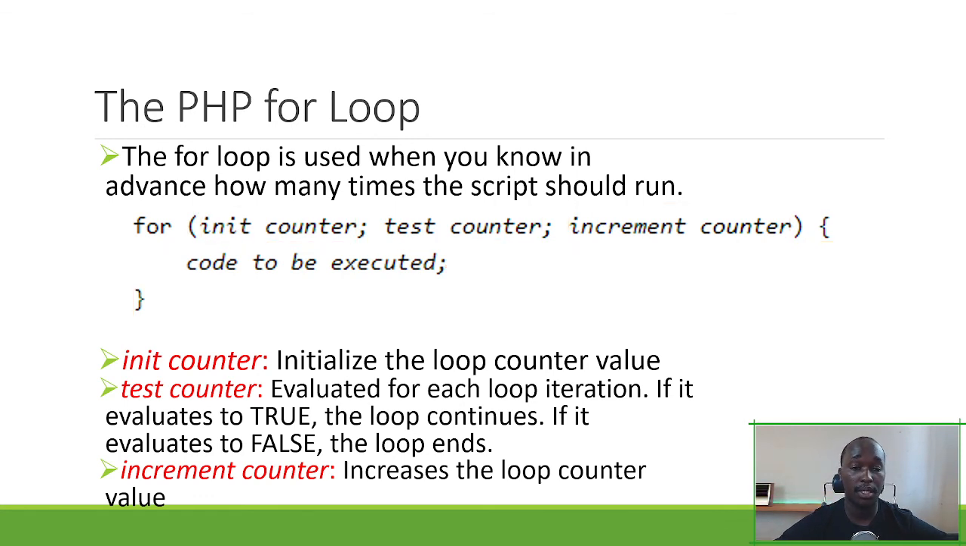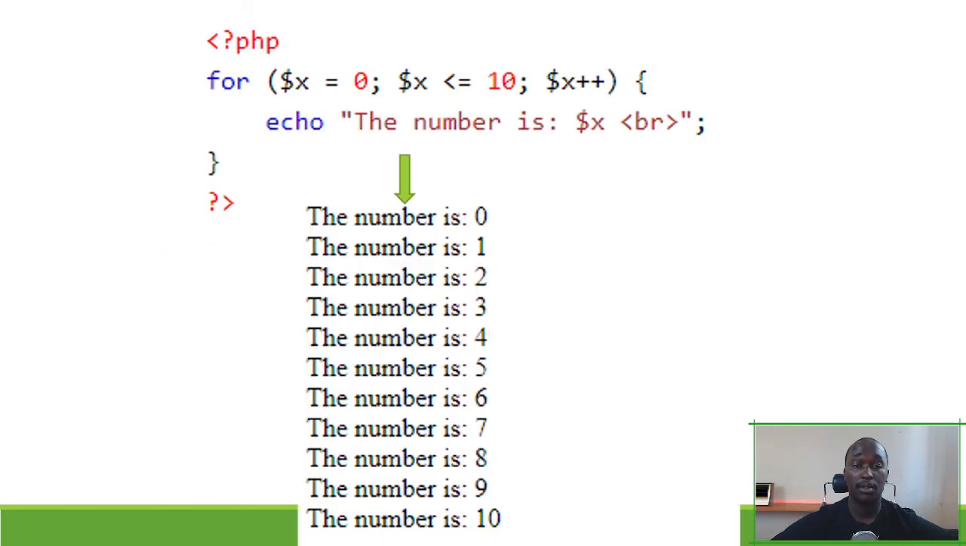So let's look at an example. This particular code has the initialization X set to 0. You don't have to declare this variable. You're not required to have declared this variable prior to using it in the loop, unlike the while and do while. So you can just declare and assign it here like we've done it. So you don't need to declare X up here, before the loop. Then we have the condition.